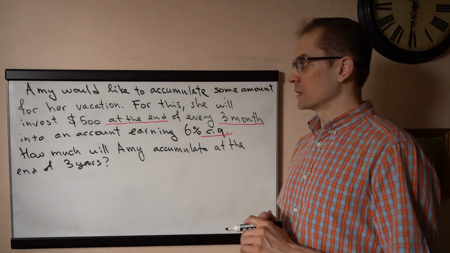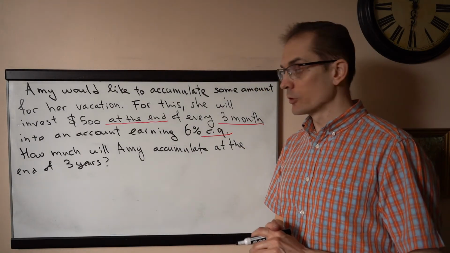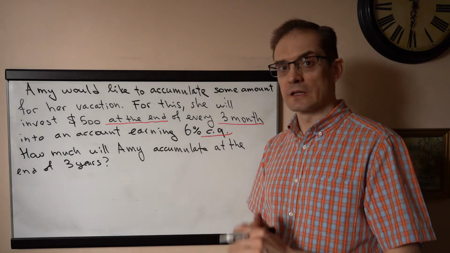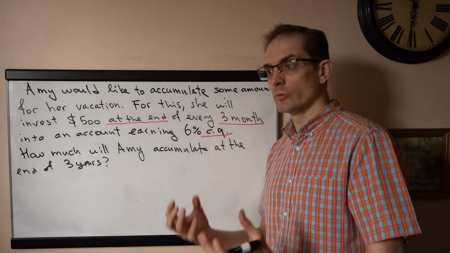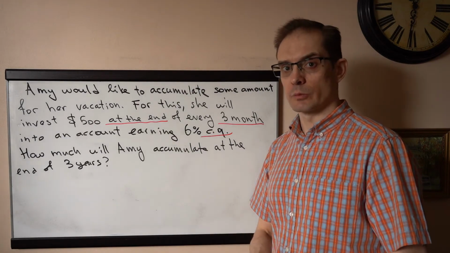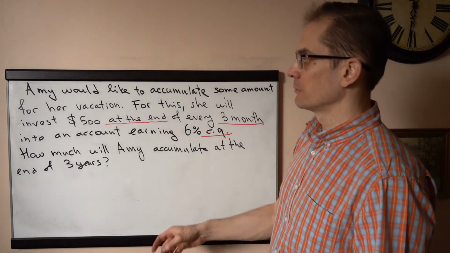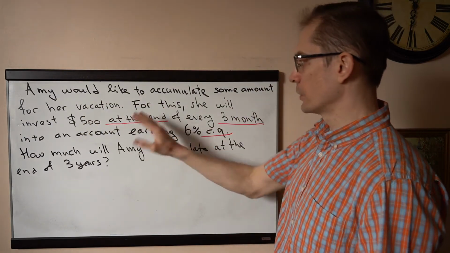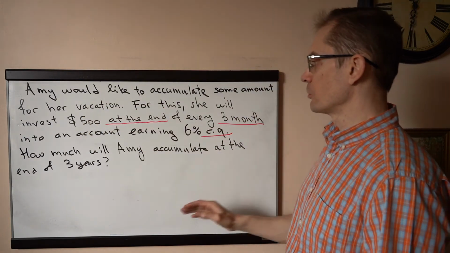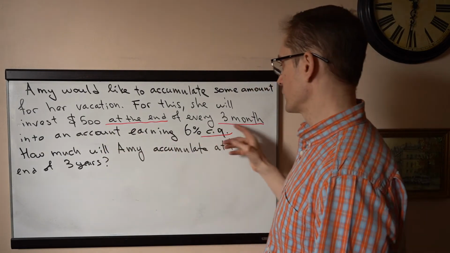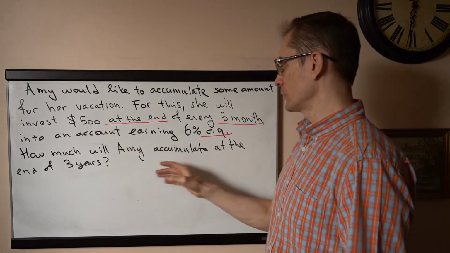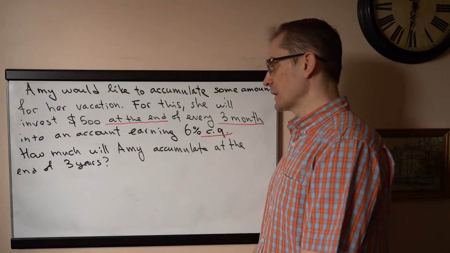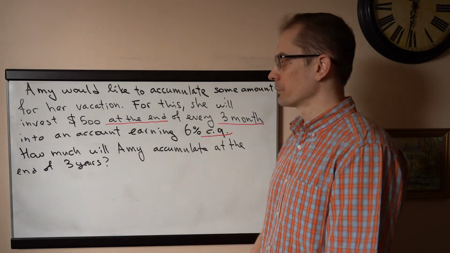Here is our next problem to discuss. We'll push this problem a little bit further for us to see some other parts which we might be requested to find for problems like this. So in this problem, we have Amy who would like to accumulate some amount for her vacation. For this, she will invest $500 at the end of every 3 months into an account earning 6% compounded quarterly. How much will Amy accumulate at the end of 3 years?